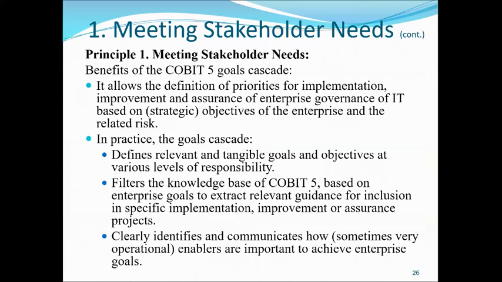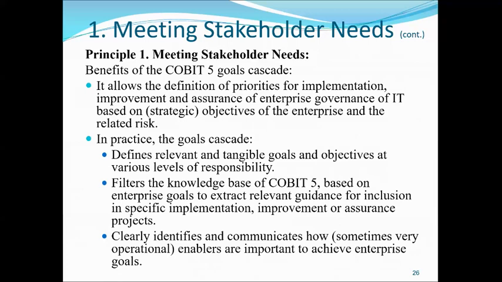So how do we make benefit? What is the benefit of the COBIT 5 goals cascade? It allows the definition of priorities for implementation, improvement, and assurance of enterprise governance of IT based on the enterprise objectives and the related goals. I mean, this is for additional knowledge only. I'm reading this slide.